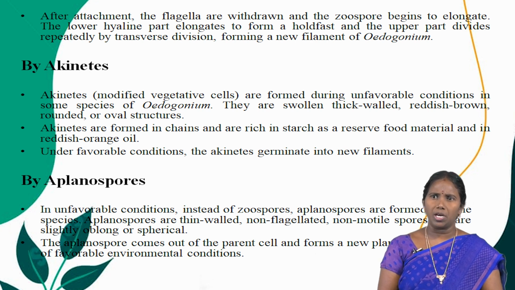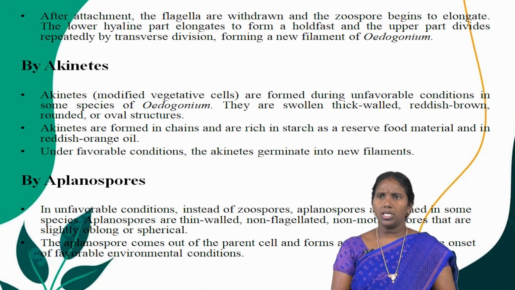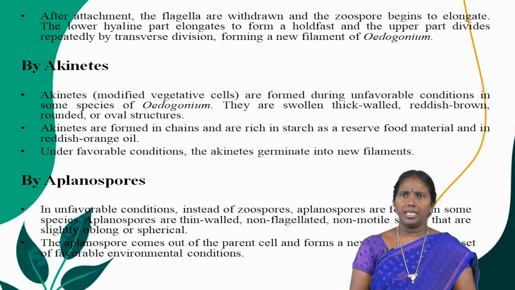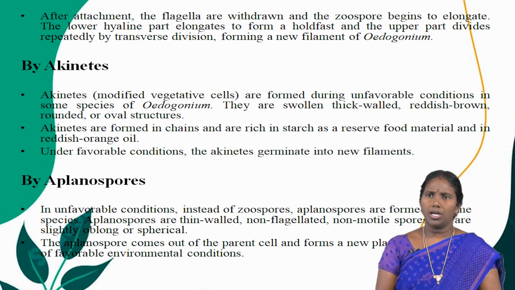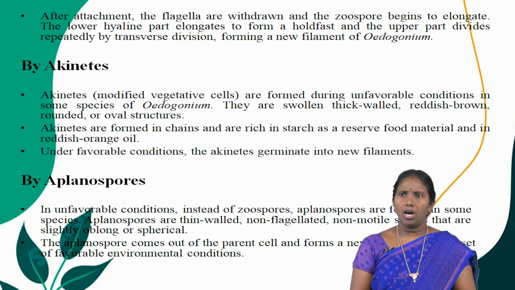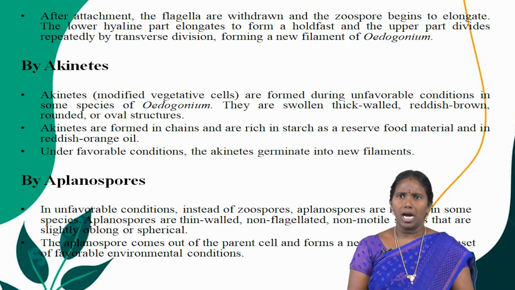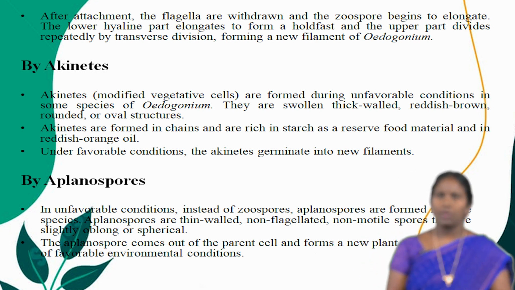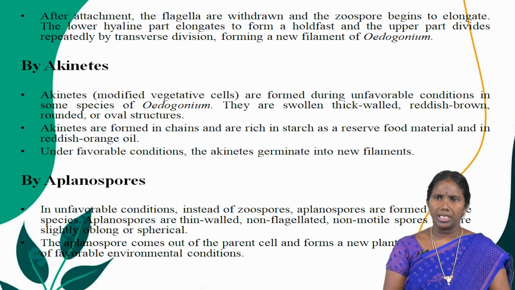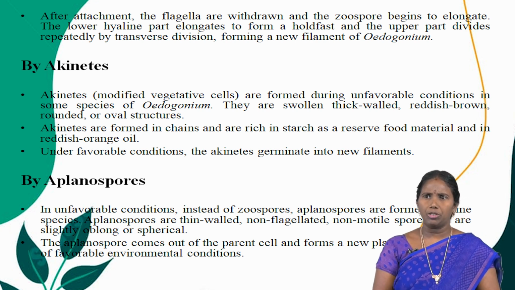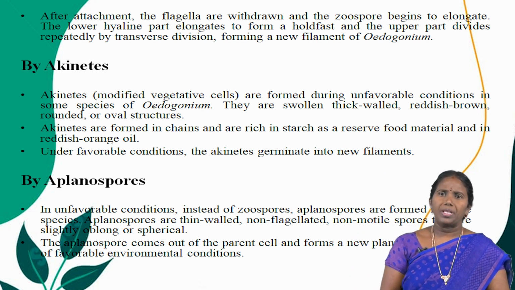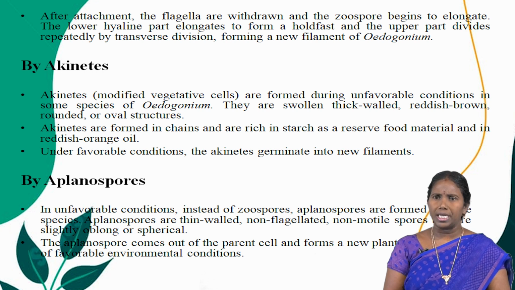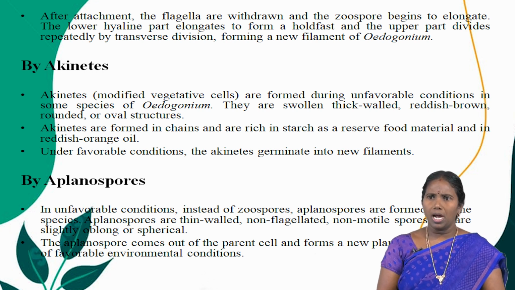Akinetes are formed during unfavorable conditions. In some species of Oedogonium, they are swollen, thick-walled, reddish brown, rounded or oval structures. Akinetes are formed in chains and are rich in starch or reserve food material and in reddish orange oil. Under favorable conditions, akinetes germinate into new filaments by forming a zoospore.